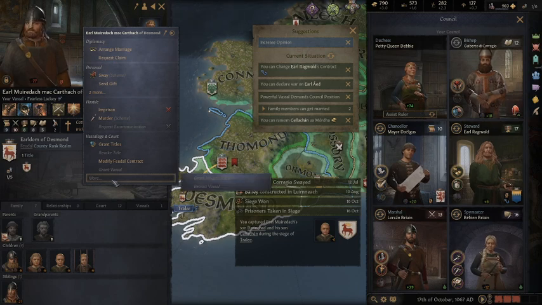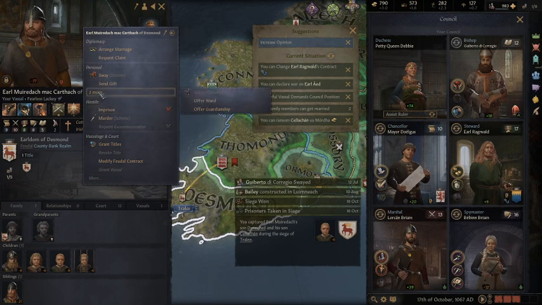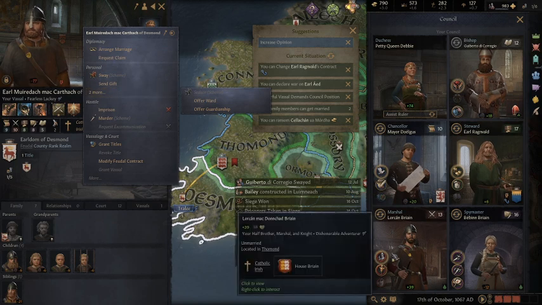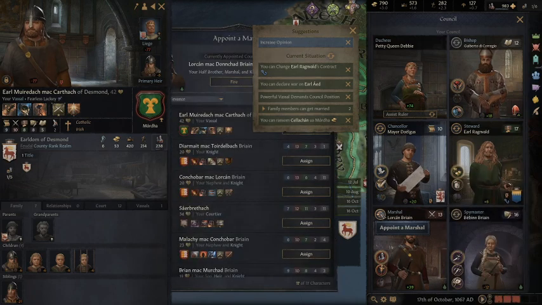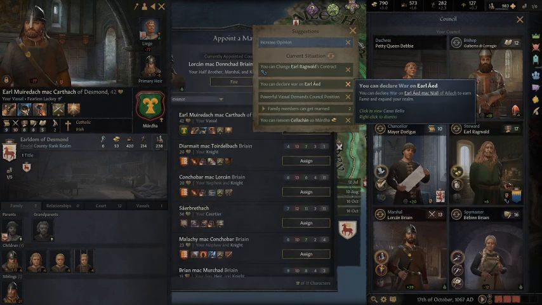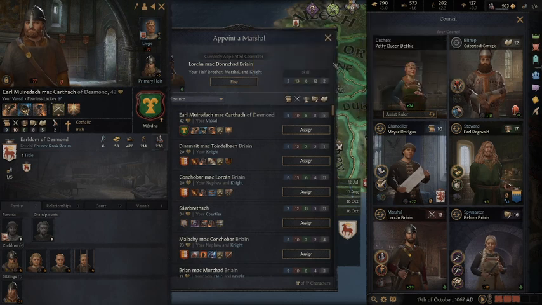See, is it under personal? Nope. I think it's just under this. Oh, appointed marshal. The Earl of Desmond.